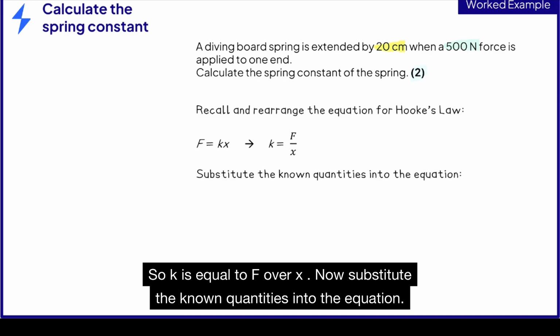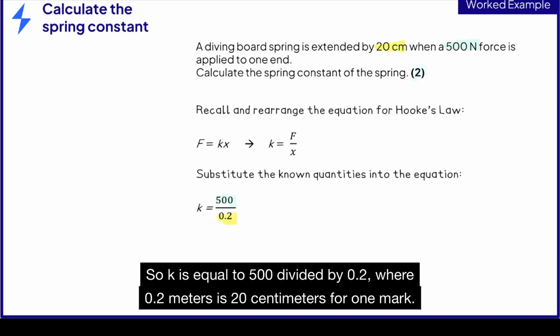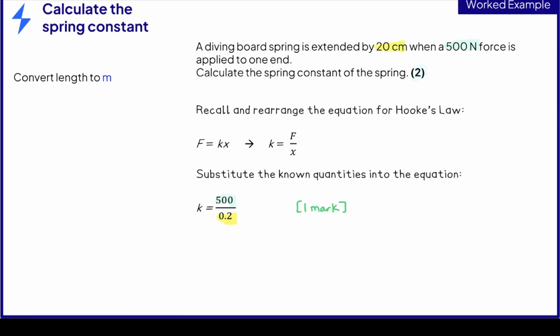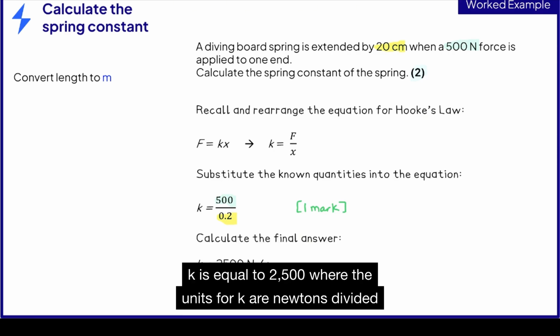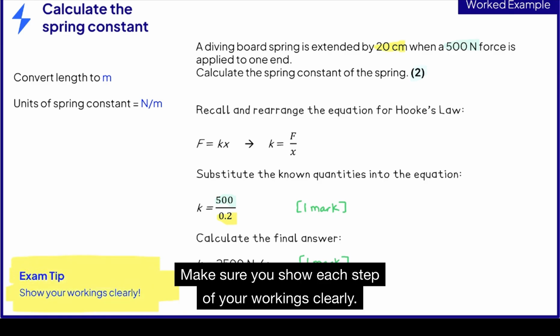Now substitute the known quantities into the equation. So k is equal to 500 divided by 0.2, where 0.2 meters is 20 centimeters, for 1 mark. Now calculate the final answer. k is equal to 2,500, where the units for k are newtons divided by meters, for the second mark. Make sure you show each step of your workings clearly.